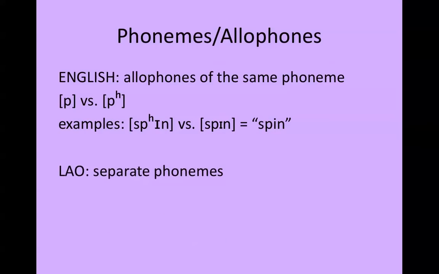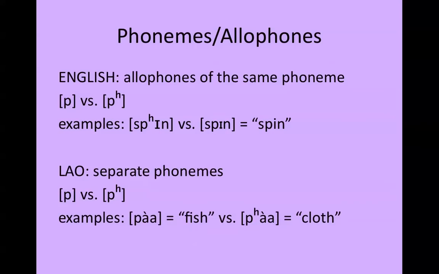However, in Lao, I'll give you an example of separate phonemes. Here we have the same sounds, p and p. One is unaspirated and the other is aspirated. However, in Lao, these two sounds are separate phonemes. These two sounds can affect word meaning. Here are some examples. You have ba, which means fish, and then you have pa, which means cloth.